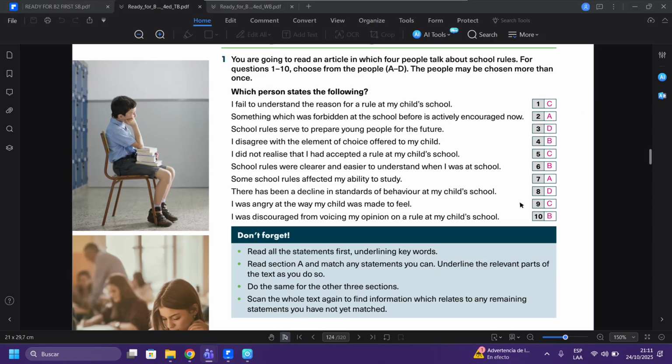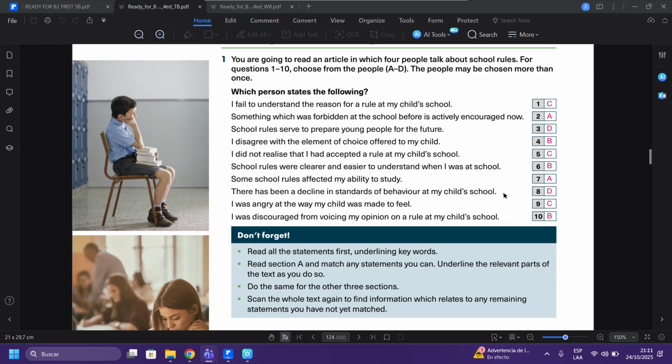Number one, it was letter C. Number two, A, of course. Number three, D. Number four, B. Number five, C. Number six, B. Number seven, A. Number eight, D. Number nine, letter C. And number 10, letter B.